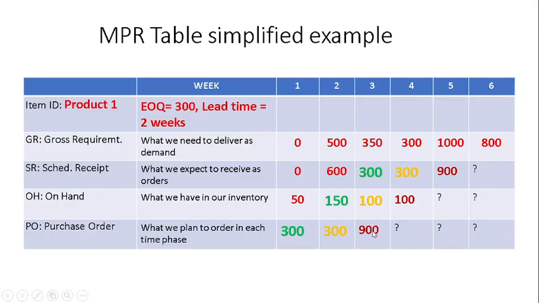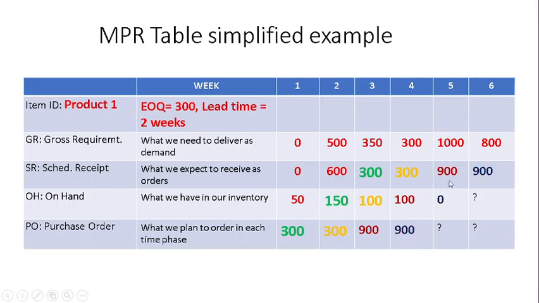So I go back 2 weeks before week 5, and I place an order of 900 units. And as you can see, 900 is a multiple of 300, and it fits my economic order quantity because, as we said before, my orders have to be a multiple of the economic order quantity. So this way, I am in line with all the basic requirements. So I order 900 items in week 3. I expect them in week 5. So I fill those 3 cells like this.